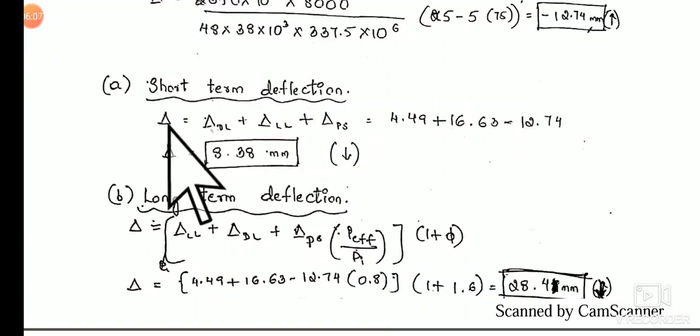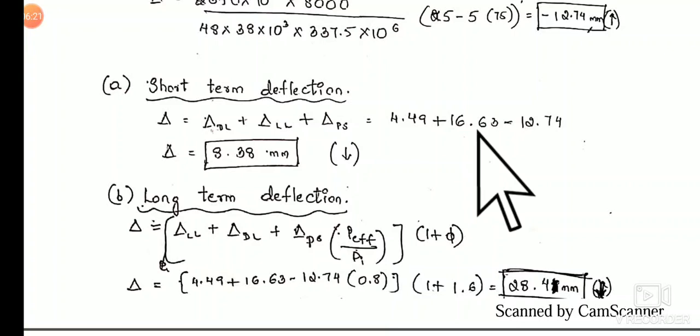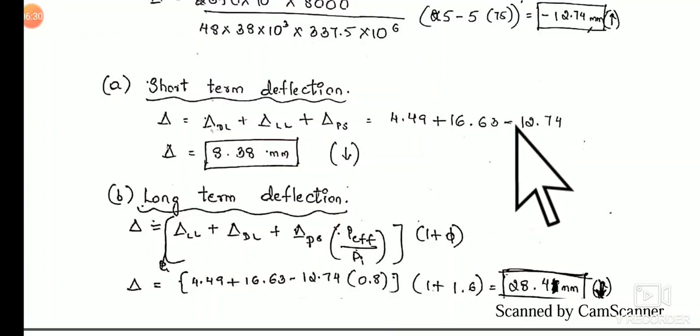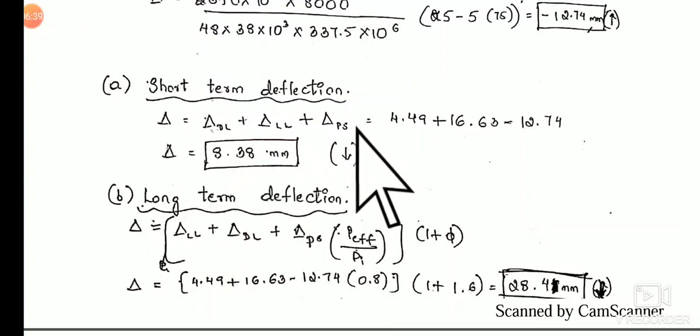Short term deflection includes deflection due to dead load, deflection due to live load, and deflection due to pre-stress. Deflection due to dead load is 4.49, plus deflection due to live load 16.63, and deflection due to pre-stress is minus 12.74. Minus sign indicates that deflection is in upward direction. On simplification, we get the net short term deflection equal to 8.38 mm. Since it is positive, it indicates that the beam is going to deflect in the downward direction, or below the neutral axis. So this is the short term deflection.